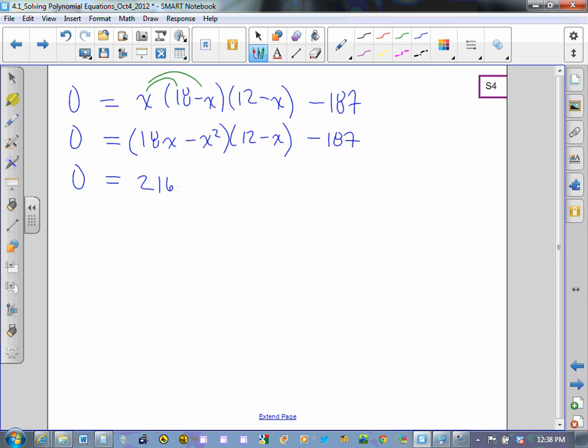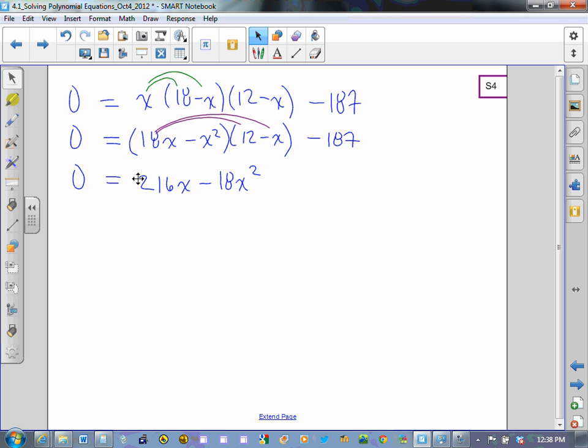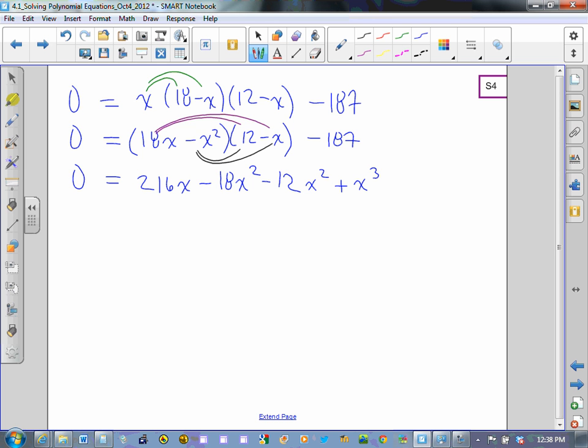So we have 216x, as a result of multiplying 18x by 12. Well, let's follow through with 18x times negative x, and we'll have negative 18x squared. As we continue with the negative x squared term, we'll have minus 12x squared, followed by positive x cubed minus 187.